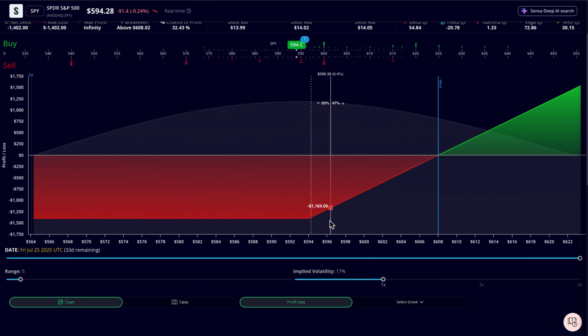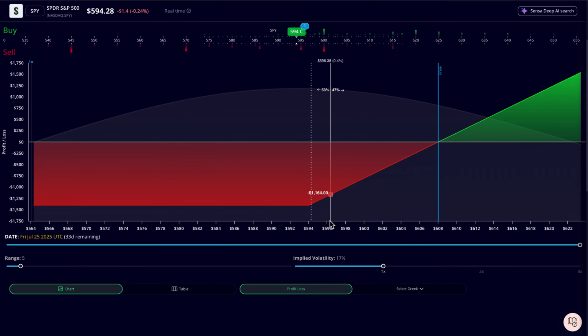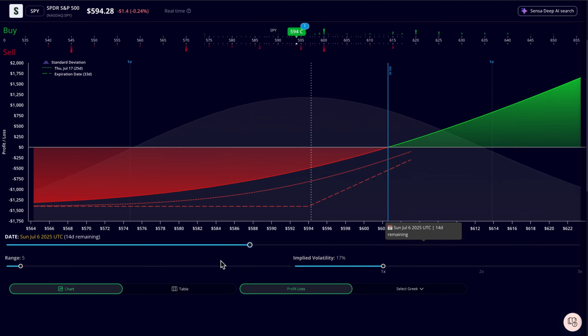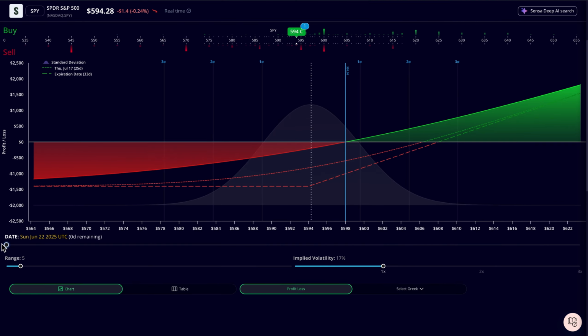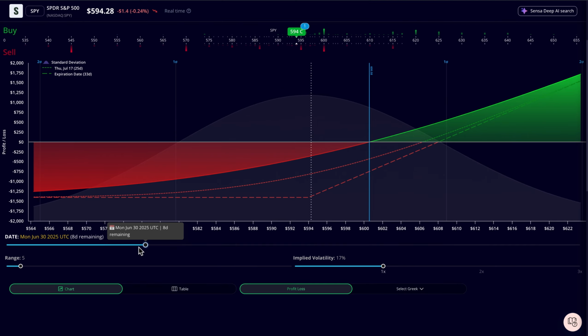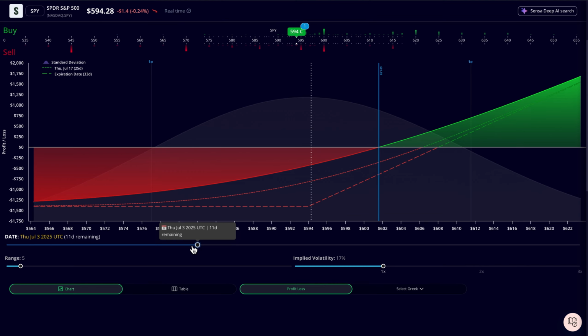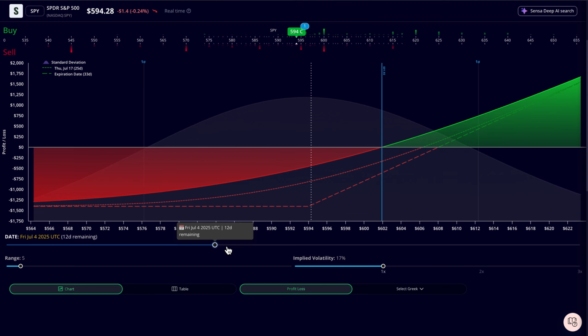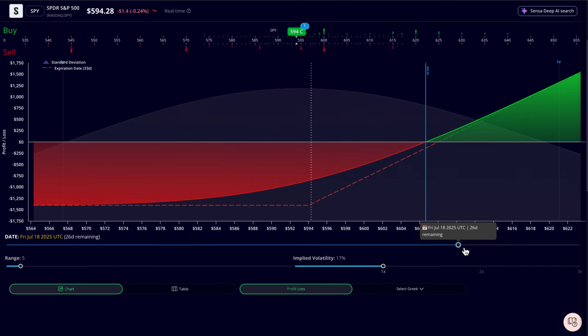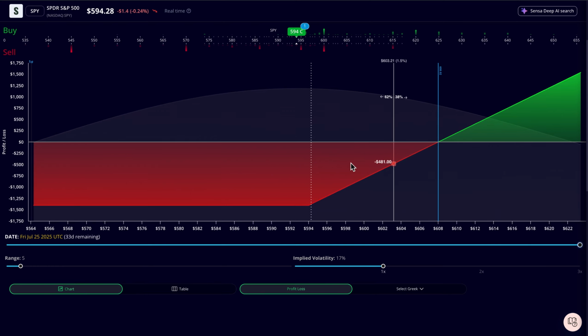If we scroll down, you'll see the P&L diagram, the profit and loss graph for this trade. You can slide the date to the left to represent today, or move it forward, say to July 3rd, to see how the position might evolve over time. This visualizes how time decay impacts your trade. As time passes, if the stock doesn't move up, the option can start to lose value. That's theta at work, the effect of time decay.